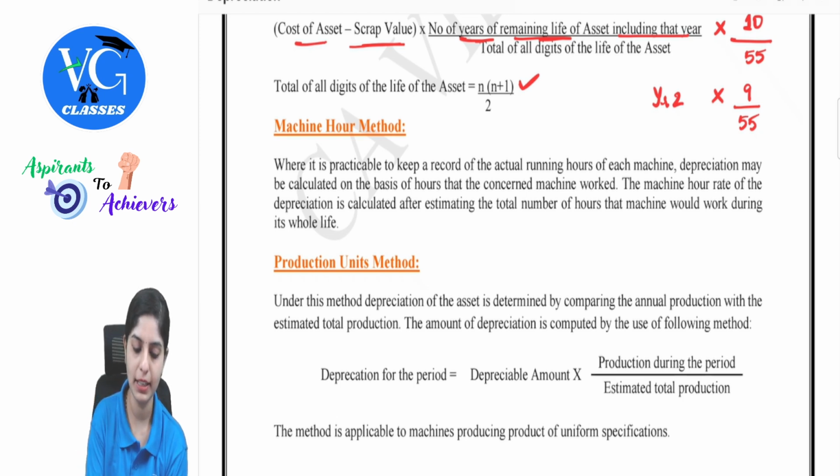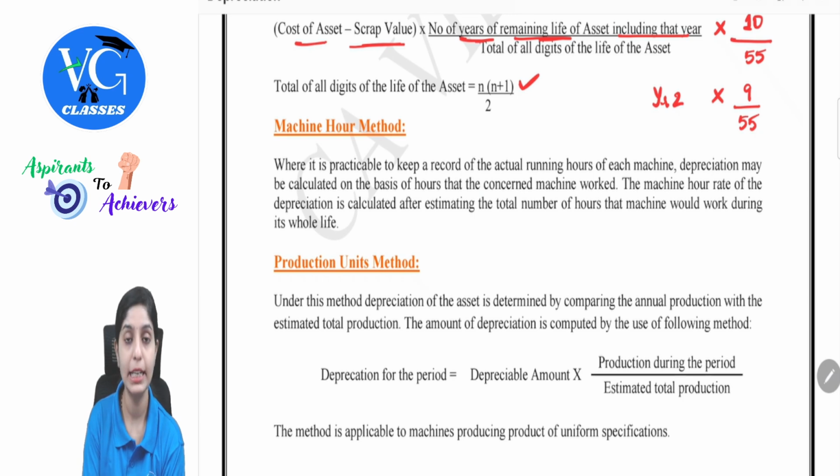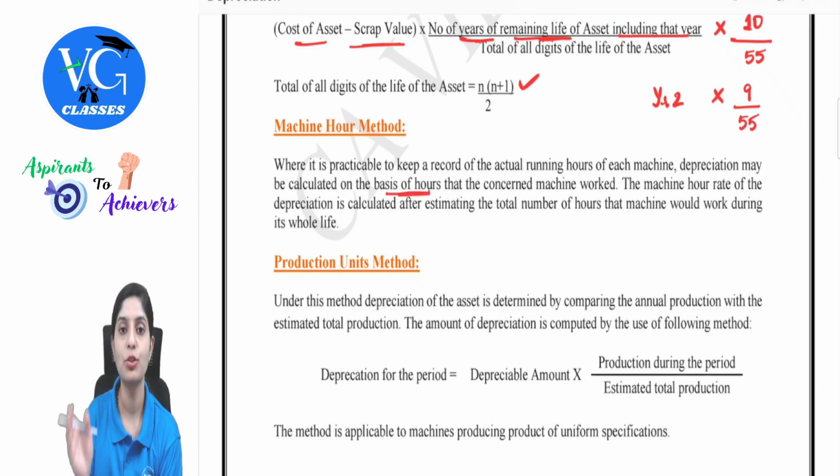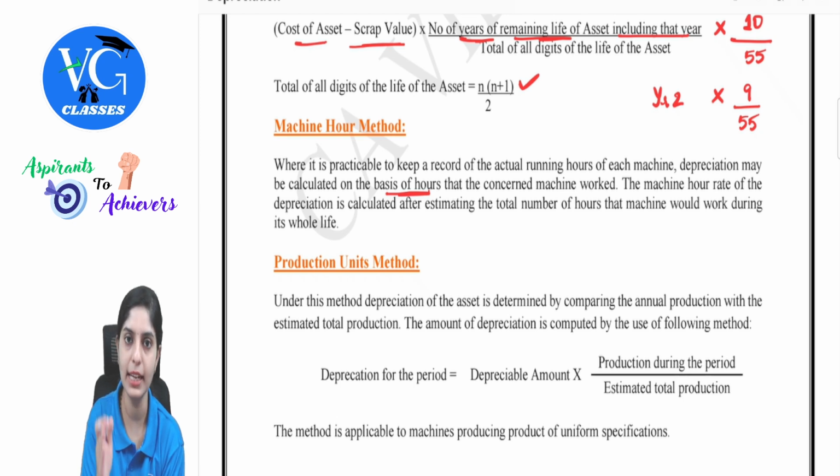Where it is practicable to keep a record of the actual running hours of each machine, depreciation may be calculated on the basis of hours that the concerned machine is worked. So if you are able to ascertain for how many hours the machine is put to use, based on that we can calculate the machine hour method.